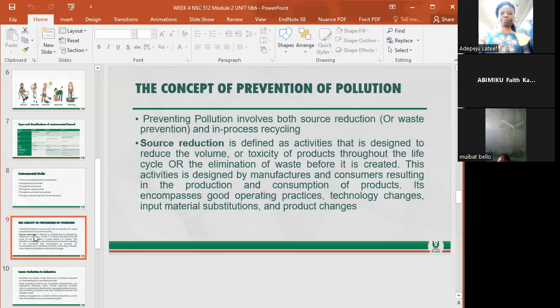What are the concepts? The concept of prevention of pollution. Preventing pollution simply involves both source reduction and in-process recycling. When we say source reduction, it simply means that when you have waste that is contributing as pollution, you want to reduce it.